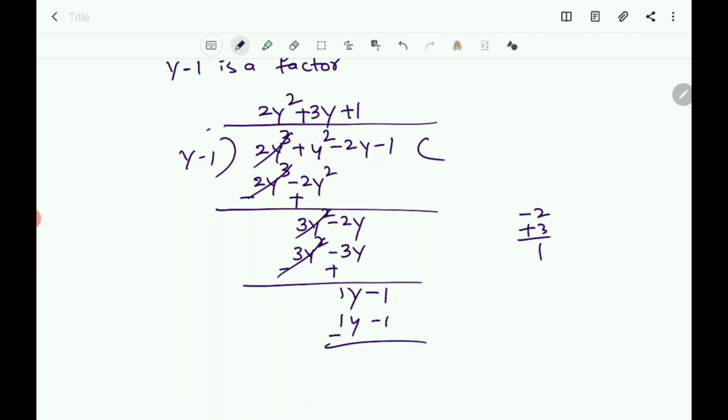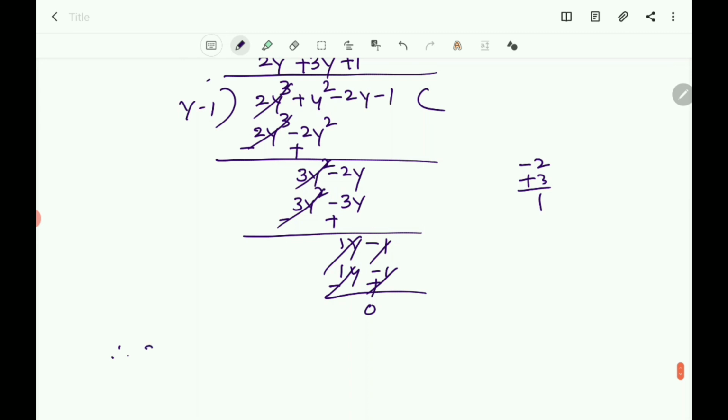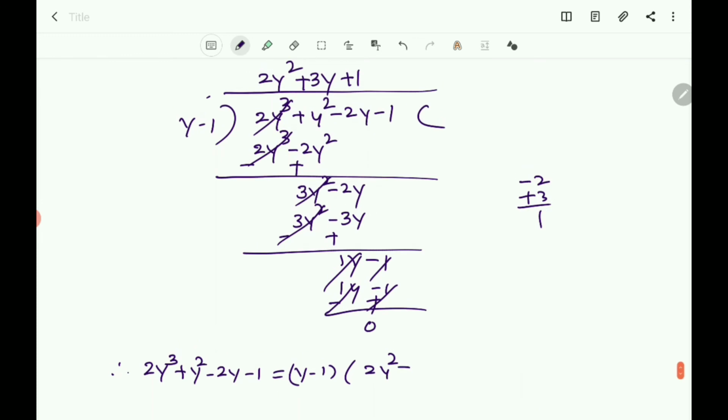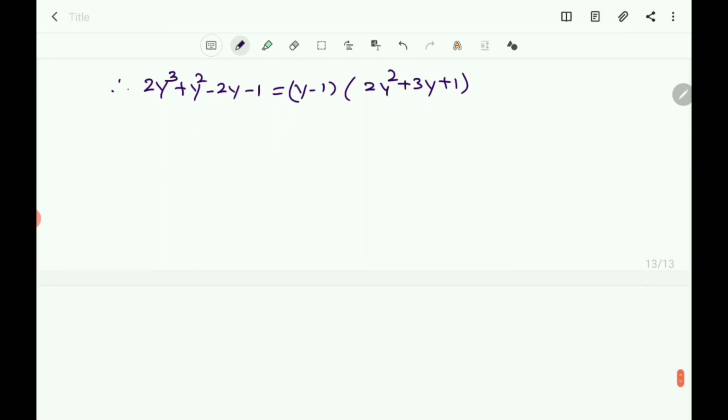So change the sign. Minus 1y minus y plus 1y cancels. Minus 1 plus 1 cancels. You will get 0. So you got that 2y cube plus y square minus 2y minus 1 is equal to y minus 1 into 2y square plus 3y plus 1. Again here 2y square plus 3y plus 1 is to be factorized.